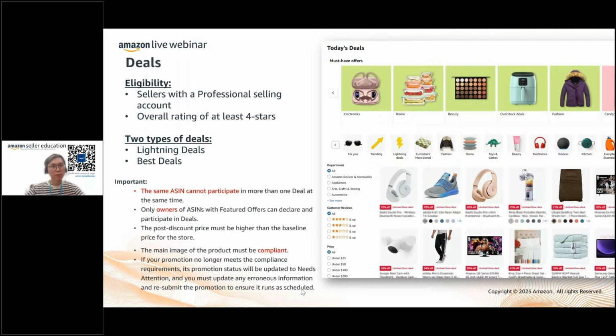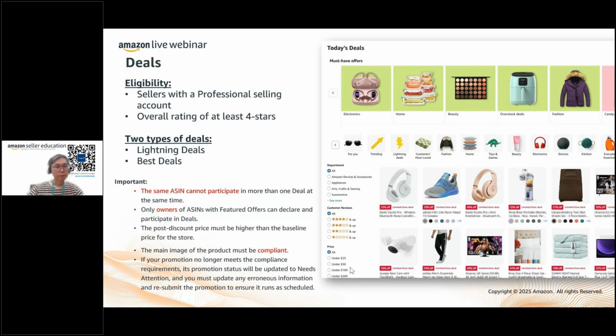For deals, you can see that deals has a slightly higher eligibility requirement in terms of the professional seller rating. You need to be on the professional selling plan as well as have an overall rating of at least 4 stars. There are two types of deals for now: lightning deals and best deals. The same ASIN cannot participate in more than one deal at the same time. So if, for example, your product one is using a lightning deal, then you cannot submit it for a best deal.